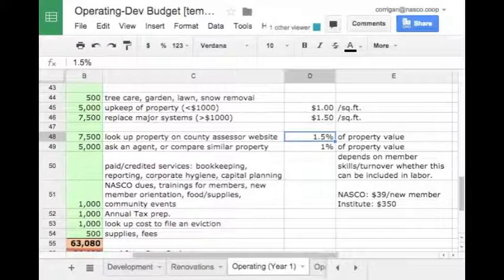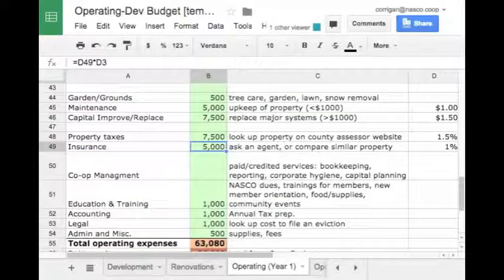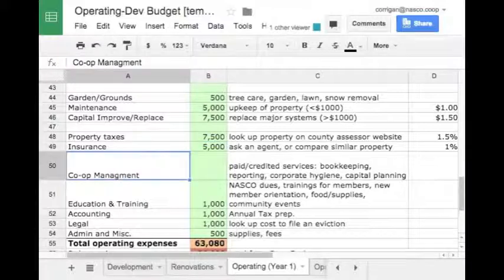Different localities will charge much higher, lower property taxes. Also, your insurance will vary a lot depending on what types of hazards there are. Is it in a floodplain? Are there earthquakes, tornadoes, hurricanes, forest fire? All of that sort of thing will vary a lot from region to region.